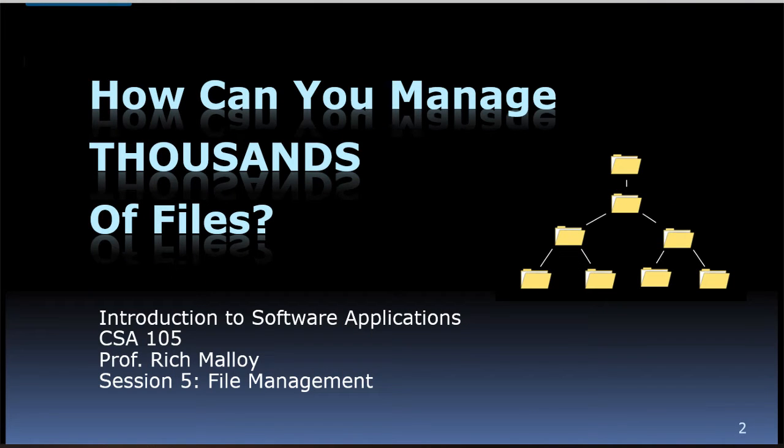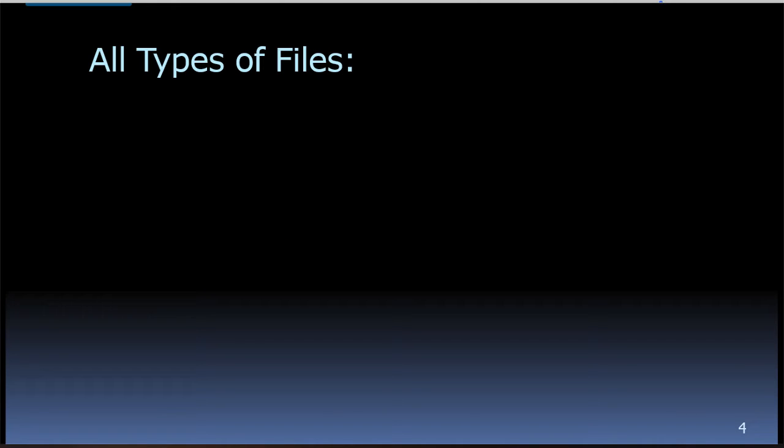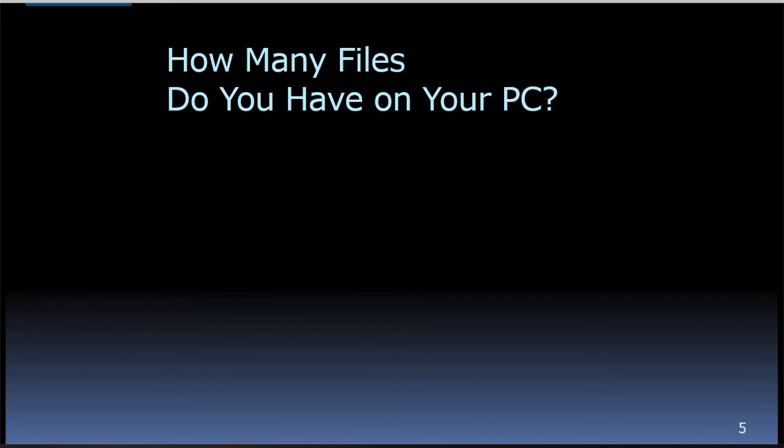Basically, what we're going to talk about is how you can manage all the thousands and thousands of files on your computer. Now, files are important because on a PC, all of the data is stored in what? They're stored in files. No matter what you have on your computer, whether it's program files or document files, all this kind of information is stored in a particular kind of file. There's nothing on your computer that's not in a file.